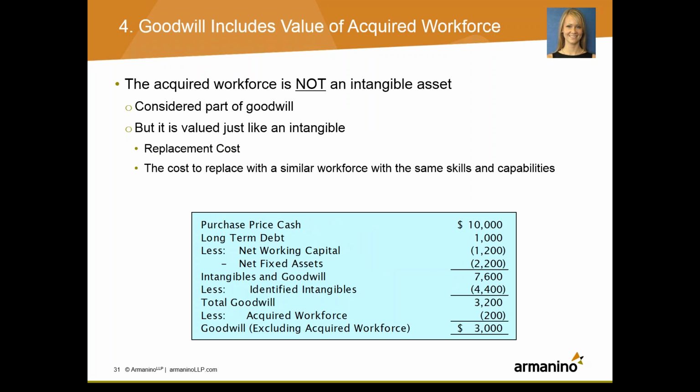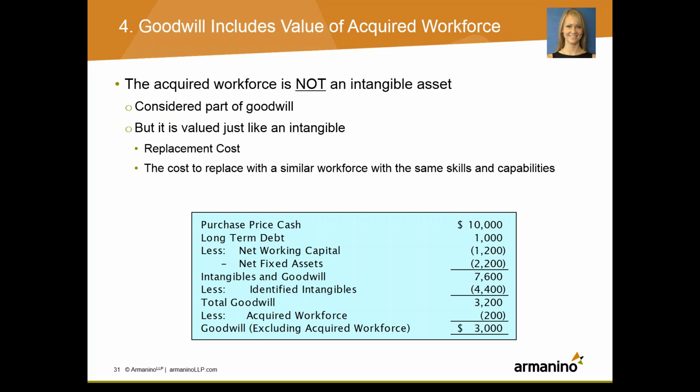And here in number 4, out of that 3.2 million, some of it is allocated to an acquired workforce. The acquired workforce is not listed separately on the balance sheet, and it's not an intangible asset in itself. It's considered to be part of goodwill. So it does get valued as part of a purchase price allocation, but it is listed and included as goodwill on the balance sheet.